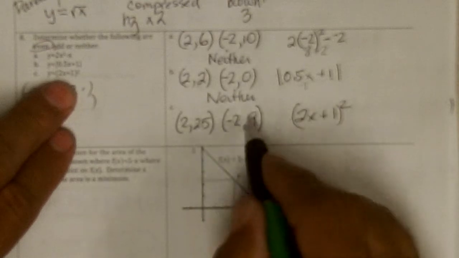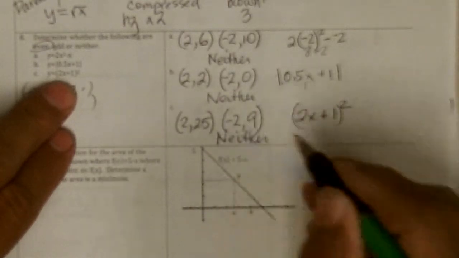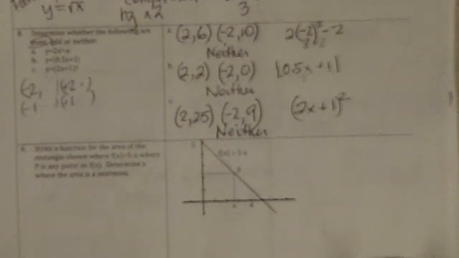Not the same, not opposite, neither. If they were the same y's, it's even. If they were opposite of each other in sign, they're odd. But we got neither.